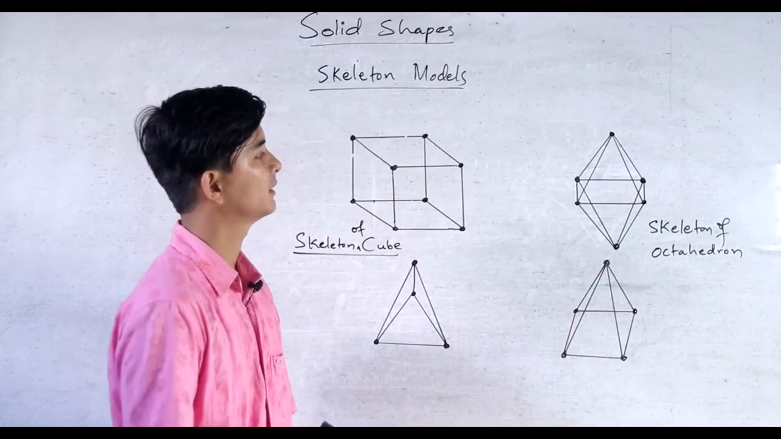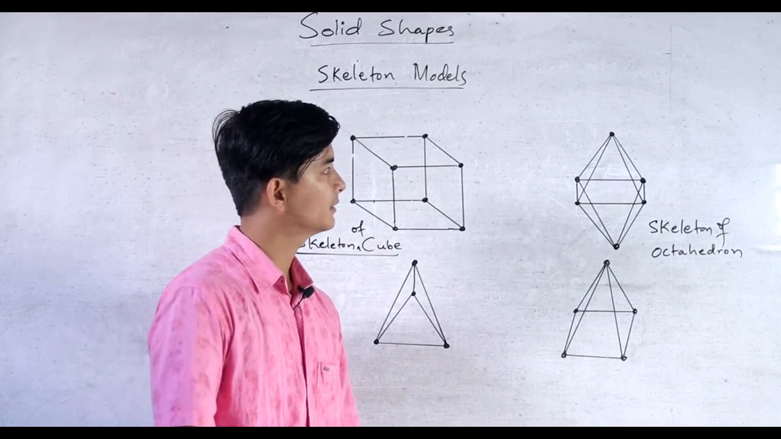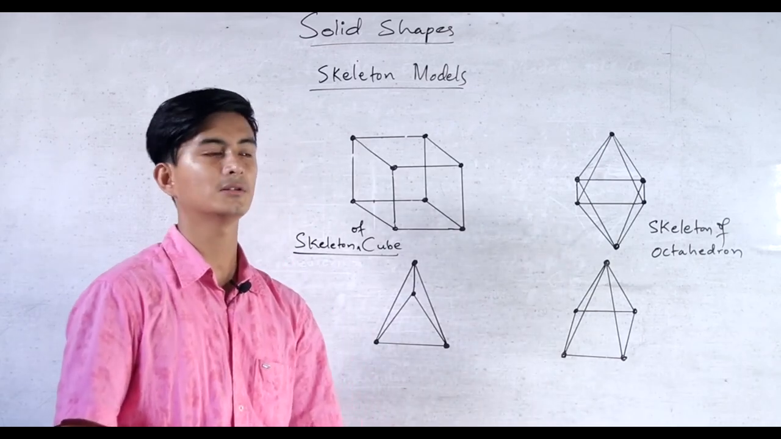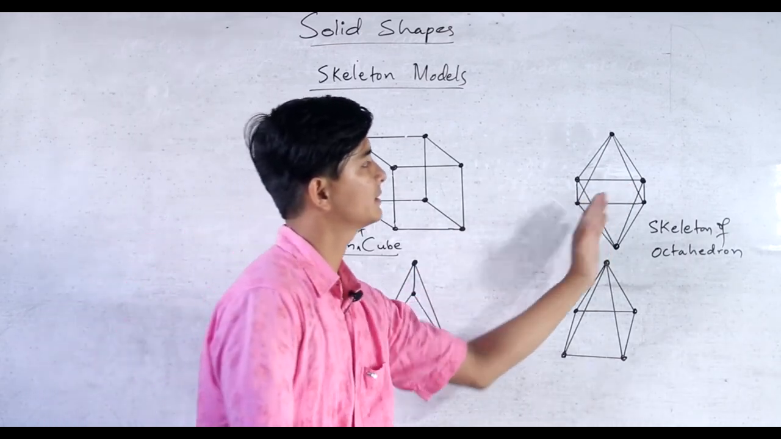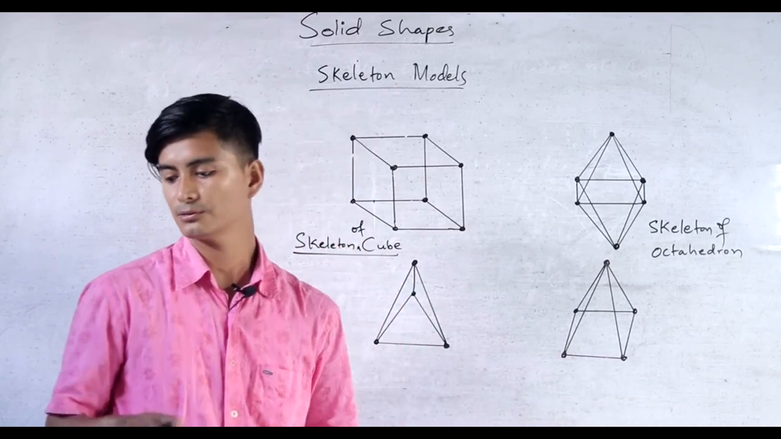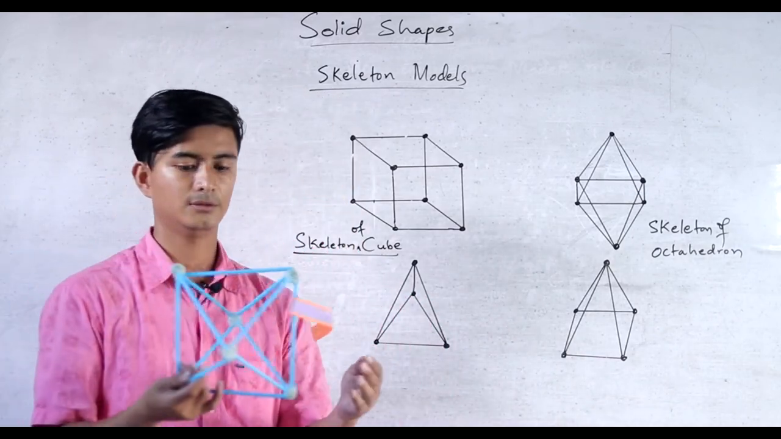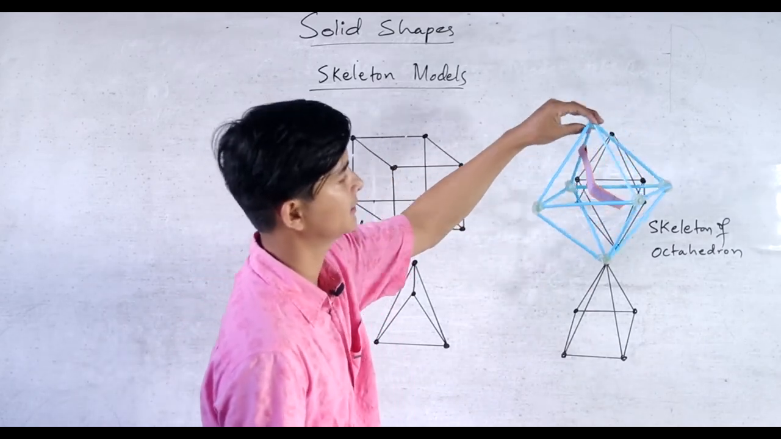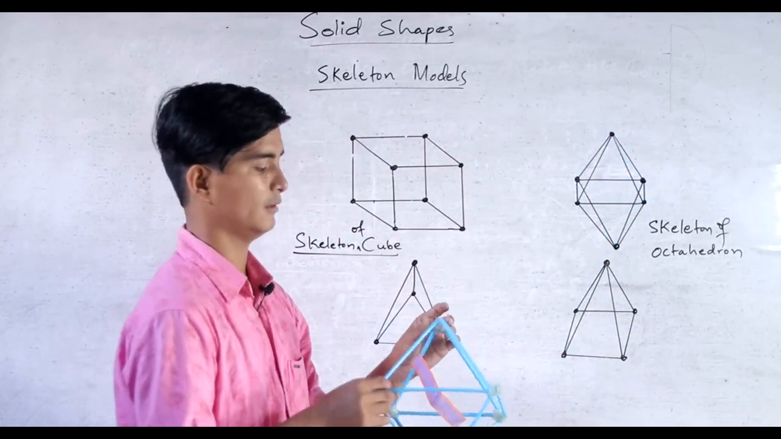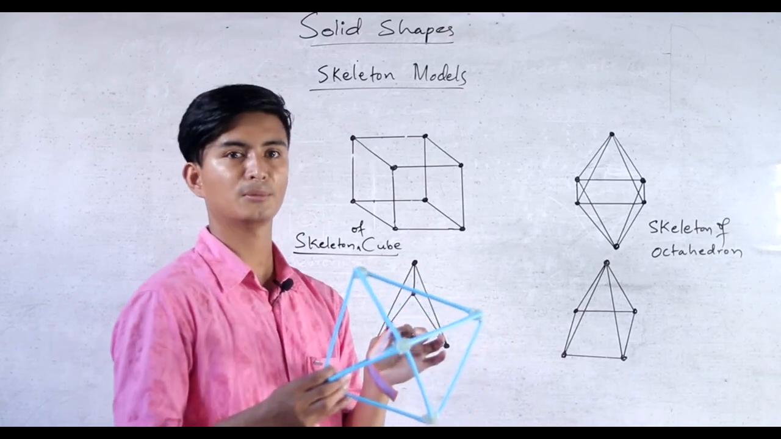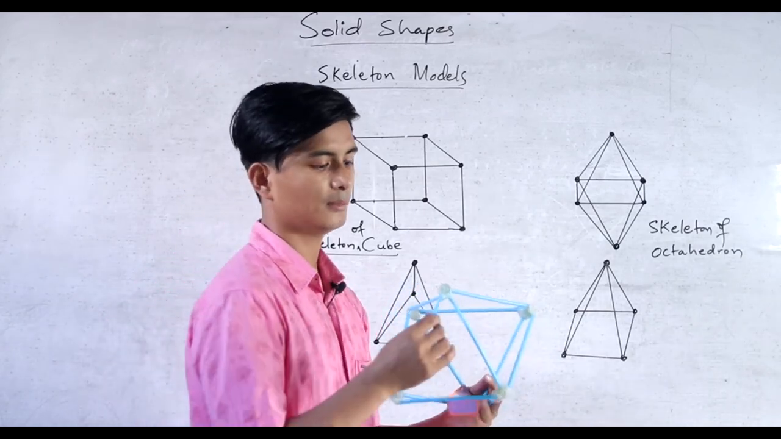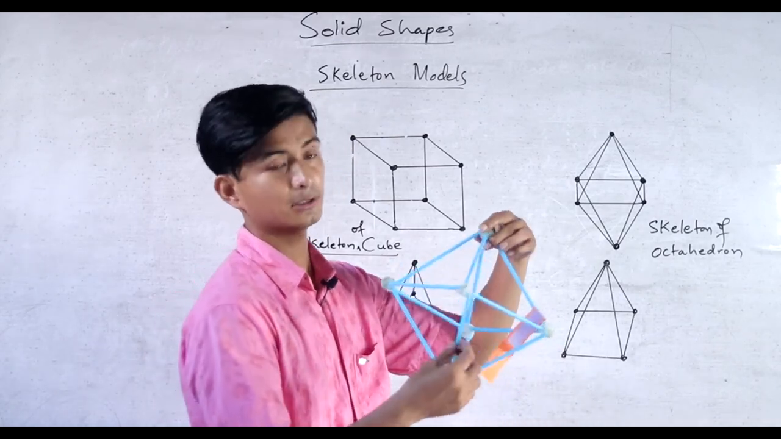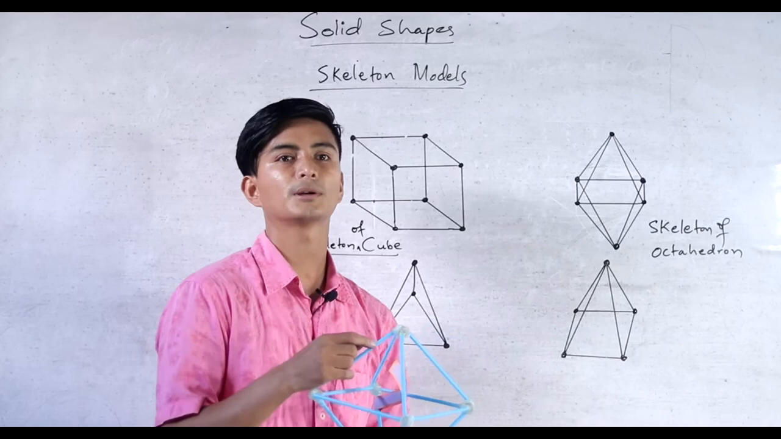Octahedron. This is a skeleton model of an octahedron. So here too there is a skeleton model, I'll show you. You can see here, this is a skeleton model of an octahedron. You can see like this, this is a skeleton model of an octahedron. This is also a frame. Okay, it is a frame made by joining all the edges. You can see the straws here; count the straws, that is your number of edges.